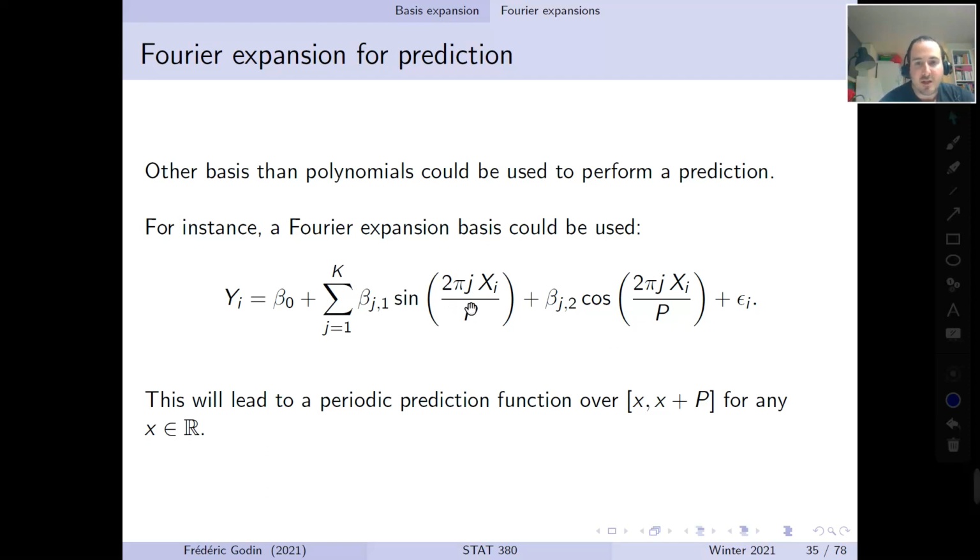So if you use 2 pi j times your predictor and you divide by p, then you will have a periodic prediction function where the function over x and x plus p constantly repeats itself. This is very useful to predict seasonal phenomena, for example electricity consumption. In the various seasons, there are patterns of electricity consumption that tend to repeat themselves over and over in the various years.